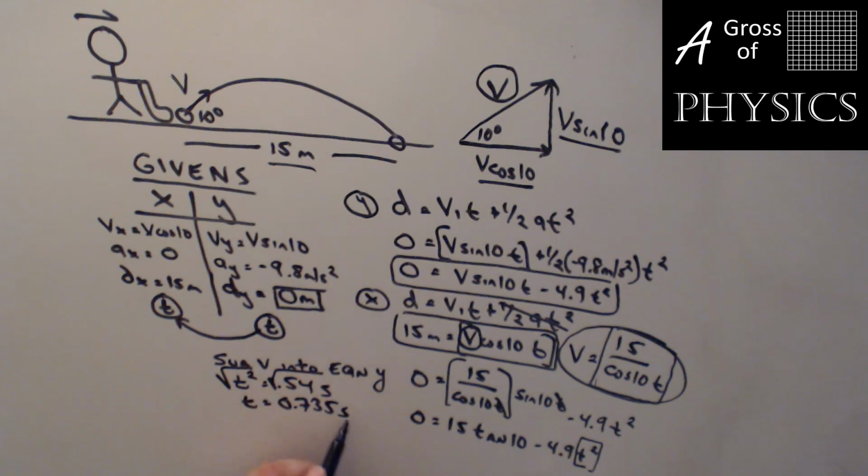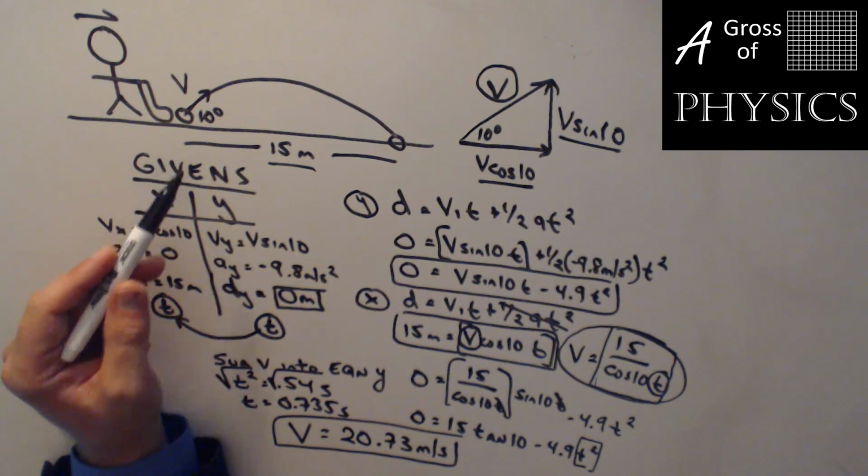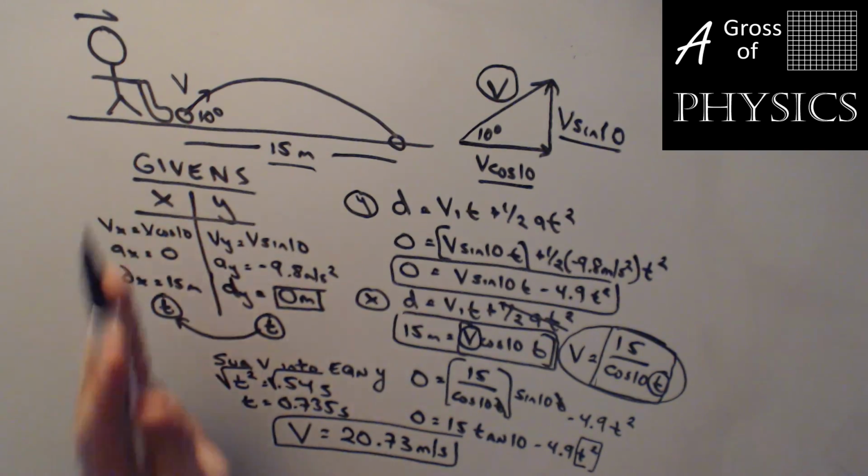And if we take that time and we substitute it in right here, v is going to be an answer. And it's going to be 15 divided by parentheses cosine 10 close parentheses times 0.7345. Well, that's still in my calculator. Second answer, I'll close the big parentheses and I'll hit equal. And when you do that, you get 20.73 meters per second. So from this extremely complex problem with very little given information, we just plodded along.